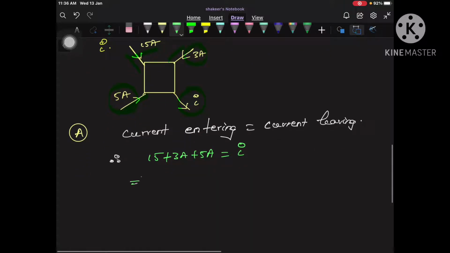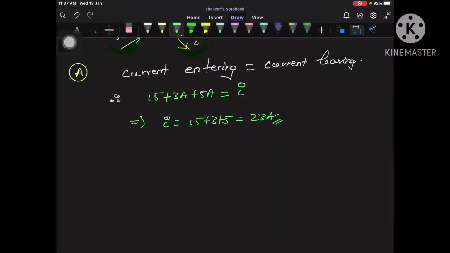So therefore how can I calculate I value? I is equals to 15 plus 3 plus 5 is how much? It is equal to 23 amperes of current. So this is the I value which is asked in this particular question. Okay. Now here we can have certain sign conventions also. So what is the sign convention I can have?